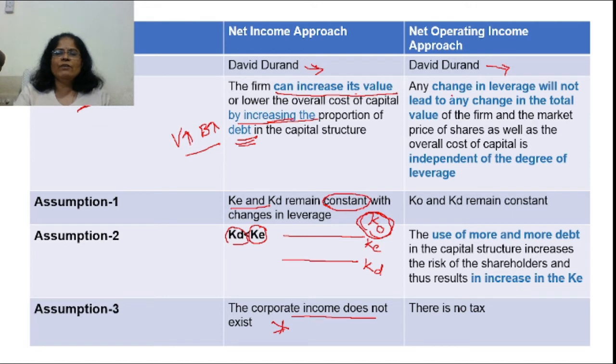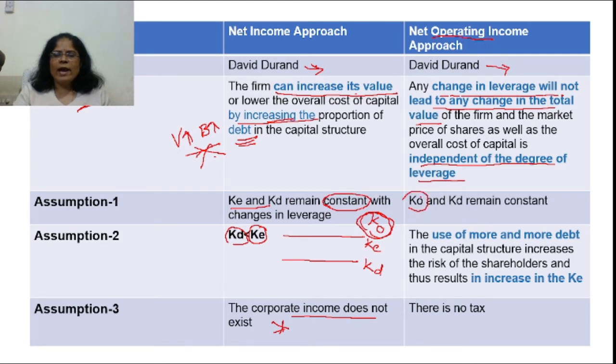How is it going to differ from the net income approach by adding this word, operating? Okay. So what it's saying is, any change in leverage will not lead to any change in the total value. Debt has to be increased, but it says no, that is not going to change the value of the firm. It means that it is independent of the degree of leverage. It is independent, not dependent. Isn't it? So whatever relation is discussed over here is not going to be proved as per net operating income. Right?